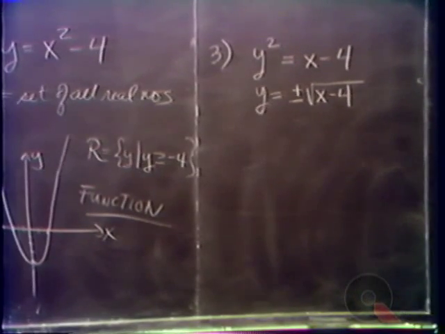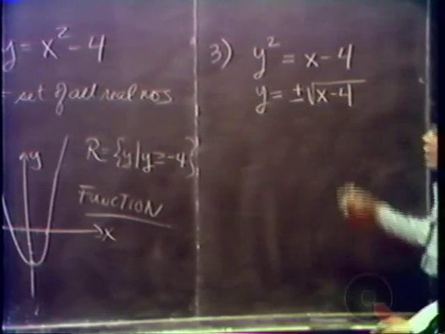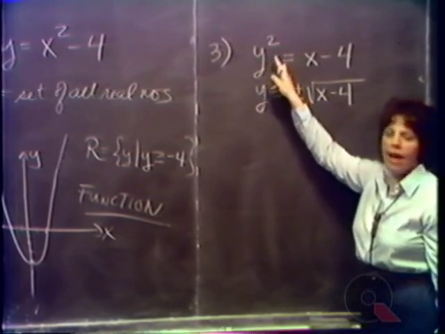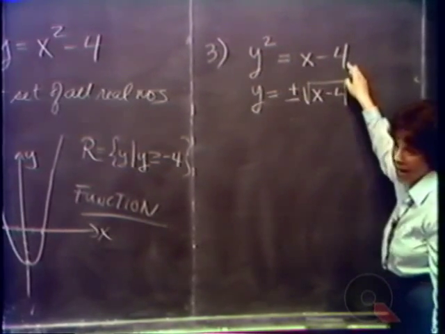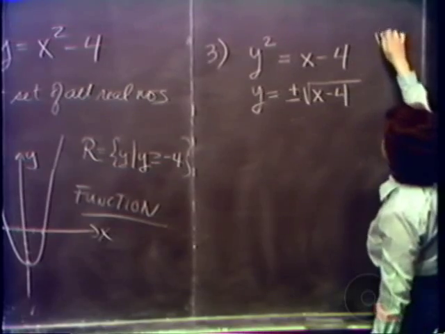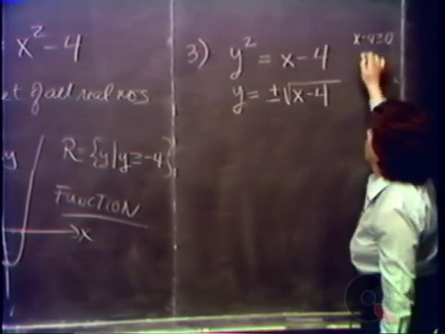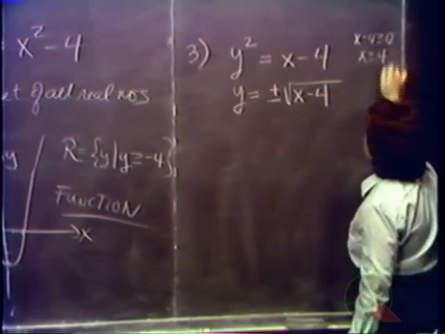We cannot take the square root of a negative number. Another way of looking at it is, well, y squared can't be negative, and therefore x minus 4 can't be negative. In other words, x minus 4 must be greater than or equal to 0. x must be greater than or equal to 4.